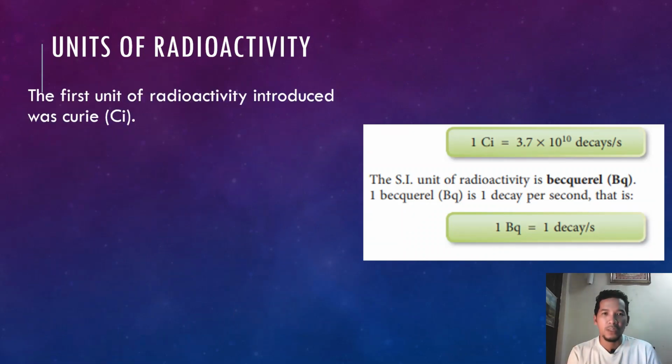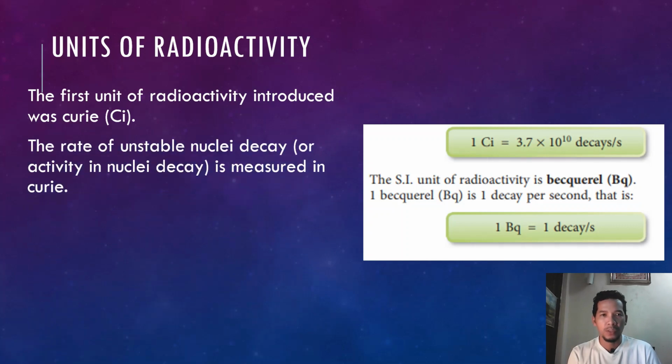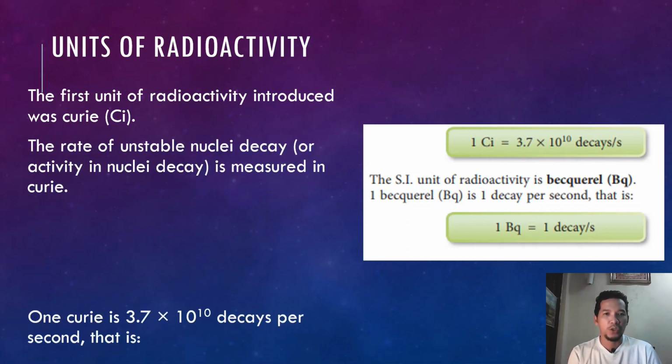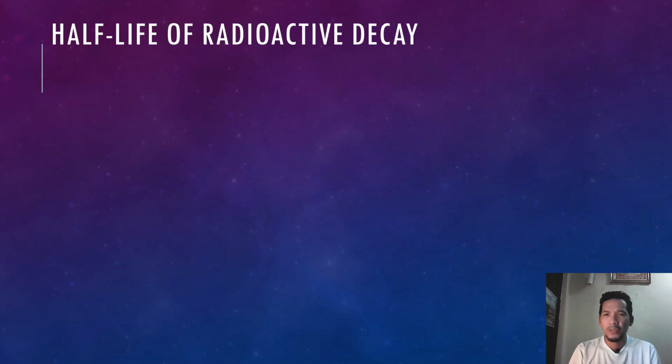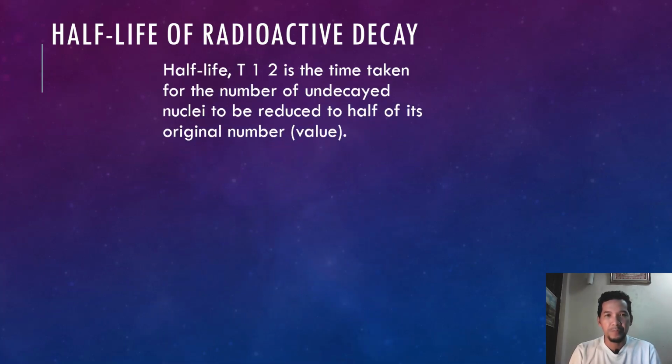The first unit of radioactivity is the curie. The rate of unstable nuclei decay is measured in curie. So 1 curie is equal to 3.7 times 10 to the power of 10. The SI unit is Bq, which stands for becquerel, 1 decay per second.